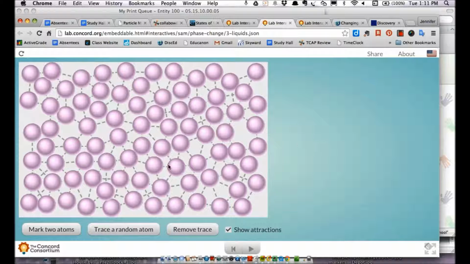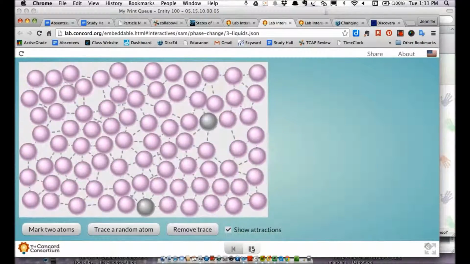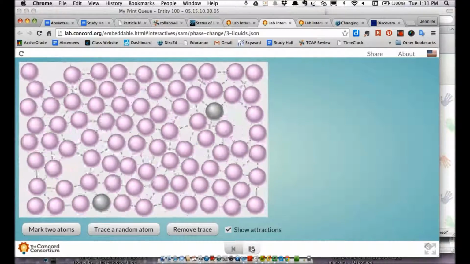Now, I'm going to still mark two atoms. Do you see the two I've marked? And yes, they're in gray, and that's just to help us keep track of them. Now watch their motion as I press play. Remember we talked about how liquids flow? Notice how they're sliding past each other?